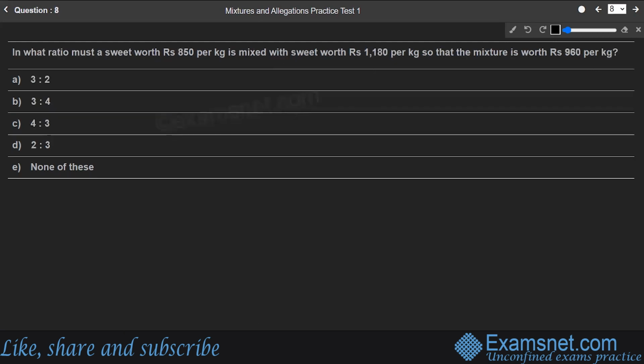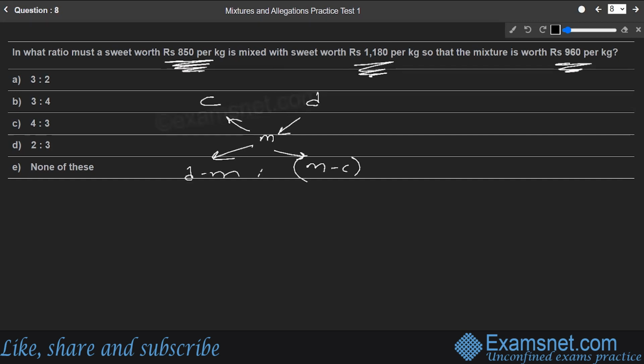Okay. Next one: in what ratio must a sweet worth rupees 850 per kg be mixed with a sweet worth rupees 1180 per kg, so that the mixture is worth rupees 960 per kg? So we know that method: cheaper part, dearer part, and the mean part. In what ratio they should be mixed up? They should be mixed up in the ratio of their differences. That is D minus M is to M minus C. In this particular ratio they should be mixed up.